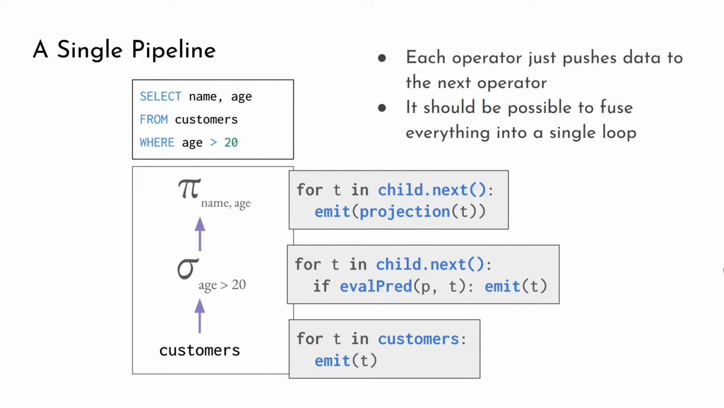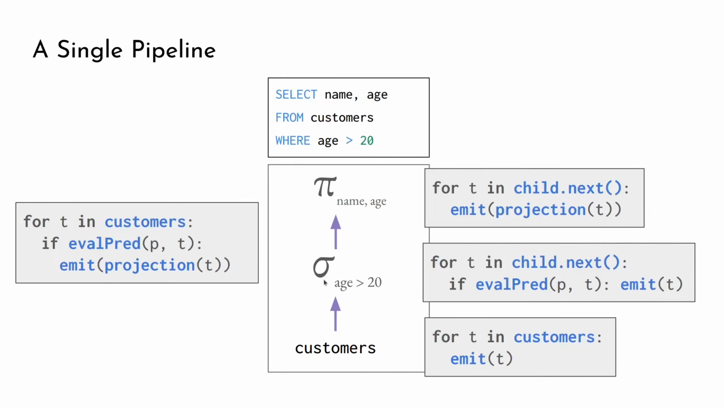I mean, each operator just pushes data to the next operator. It should be possible to fuse everything into a single loop. It should be possible to write this into that. Because think about it, do I really need 3 loops that are going through tuples? No, because really I just have tuples coming from this customers thing. There's no need for this loop and this loop.